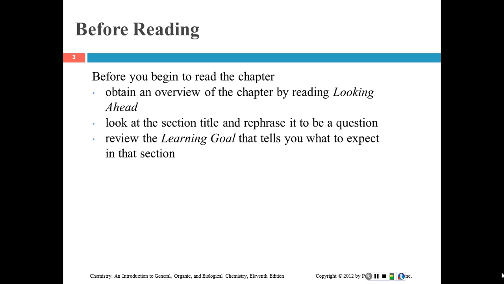Before you begin to read the chapter, you really should look at that looking ahead section. Look at the title of the section that you're about to look at and rephrase it for yourself. Like, if it's a section on energy, what is energy? Review the learning goals, and they'll tell you exactly what to expect as you're going through the chapter.